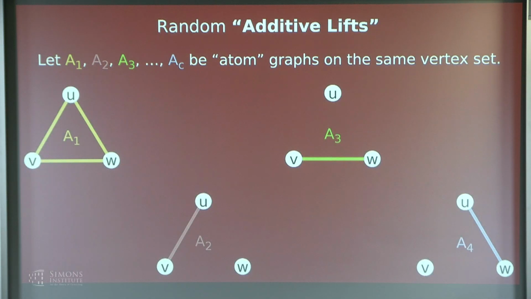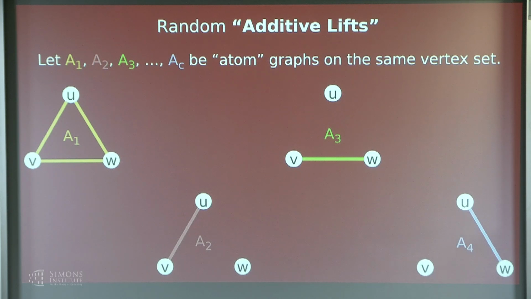Here's going to be my running example. I have 4 atoms in this case, and they're all on the same 3 vertices, u, v, w. A1 is a triangle, and the other 3 are just single edges. But remember, I don't delete this isolated vertex. Okay? So I'm going to talk about making additive lifts of this collection of 4 graphs.